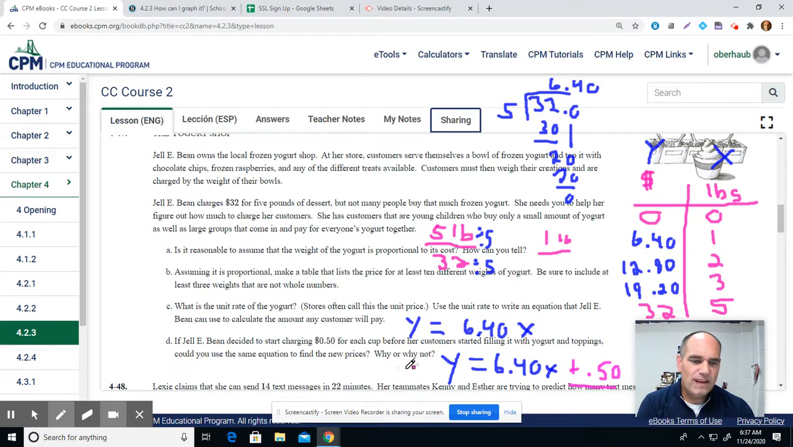If I was to graph this, we would find out that it's not proportional because it would not start out at 0, 0. If I walked in the shop and I got a cup, they would charge me 50 cents even before I got any ice cream. So my graph, if I graph this, would actually start at 0, 50 cents instead of 0, 0. So this here makes it not proportional.